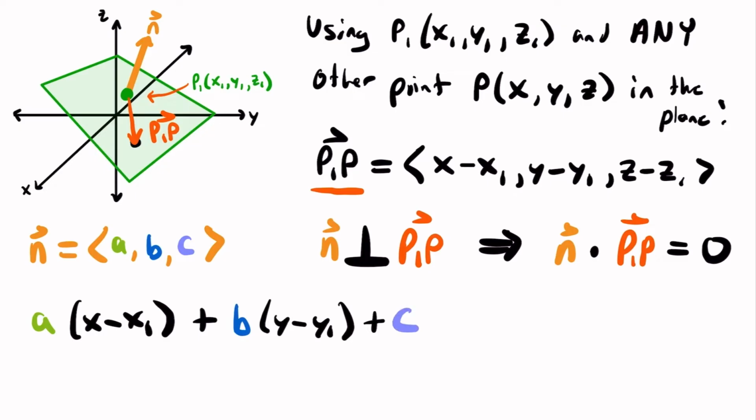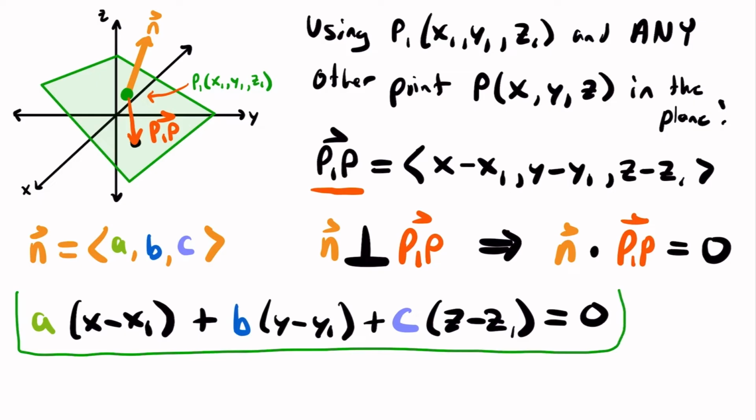And so I'll write c times z minus z1, and this dot product calculation right here that we just wrote down needs to be equal to 0, so we will write equal to 0. And so what we have right here is an equation that we call the standard equation of a plane in 3D space. This is a very important equation for you to remember.